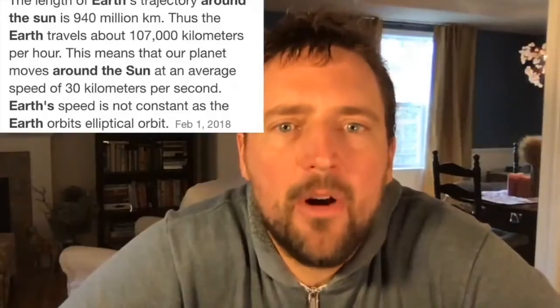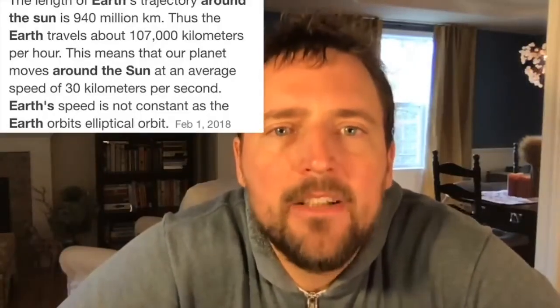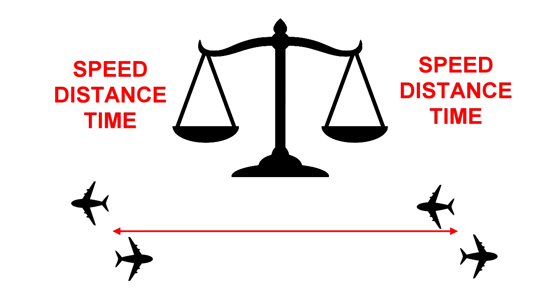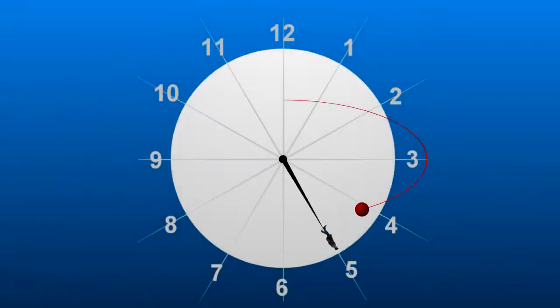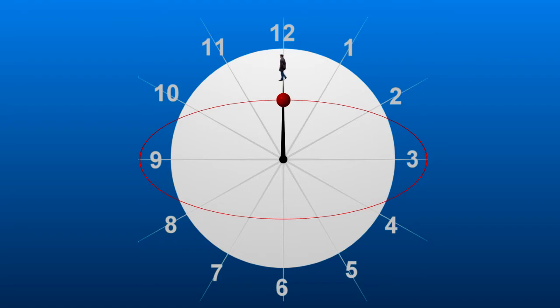Guys, this heliocentric model is over. The Earth changes speed going around the Sun. So speed, distance, and time have to be measured and they have to balance out. And if the Earth passes an ellipse, it does not balance. It's wrong. Therefore, the heliocentric model must be wrong.